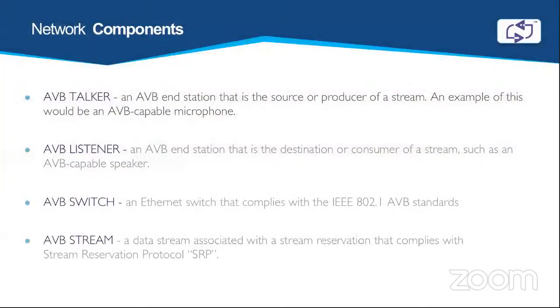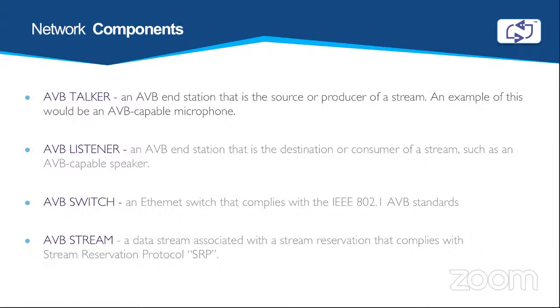The typical components of AVB are a talker, a listener, a switch, and a stream. The talker essentially is the output. It's a source on an endpoint, an end station as they refer to it, and it produces a stream that can then go into a series of switches and distribute out to other AVB devices. Those AVB devices that receive from the talker are referred to as listeners. A listener is an end station and it's a destination of the stream. It consumes the stream. A good example of that might be an AVB capable speaker.